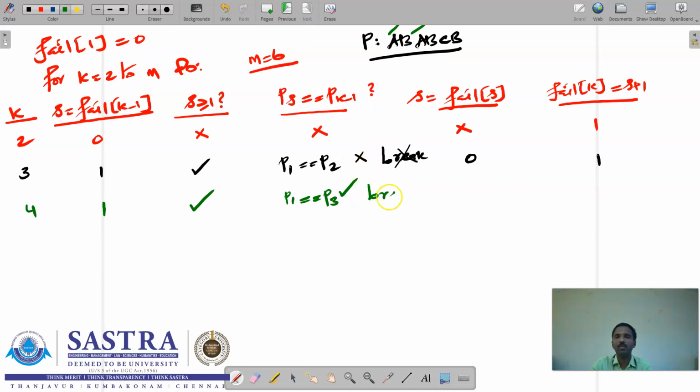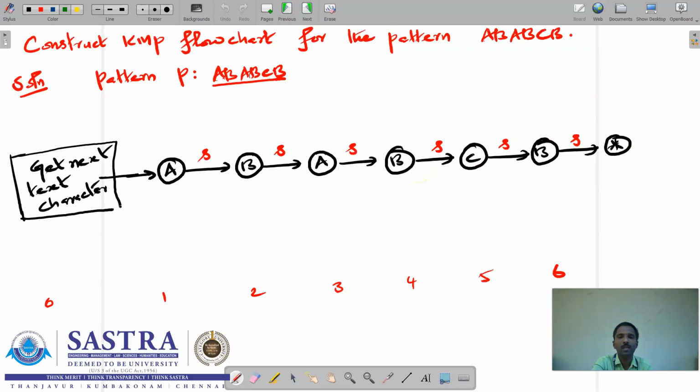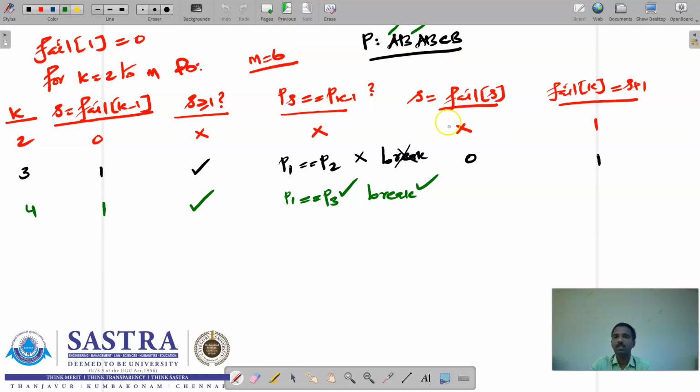If PS is equal to Pk minus 1, then break. Now execute break. Break forces the control to come out of the while loop. Then fail of k is equal to s plus 1. Fail of k, 4, that is current s. Current s is 1. 1 plus 1, 2. So fail of 4 is set to a value 2.